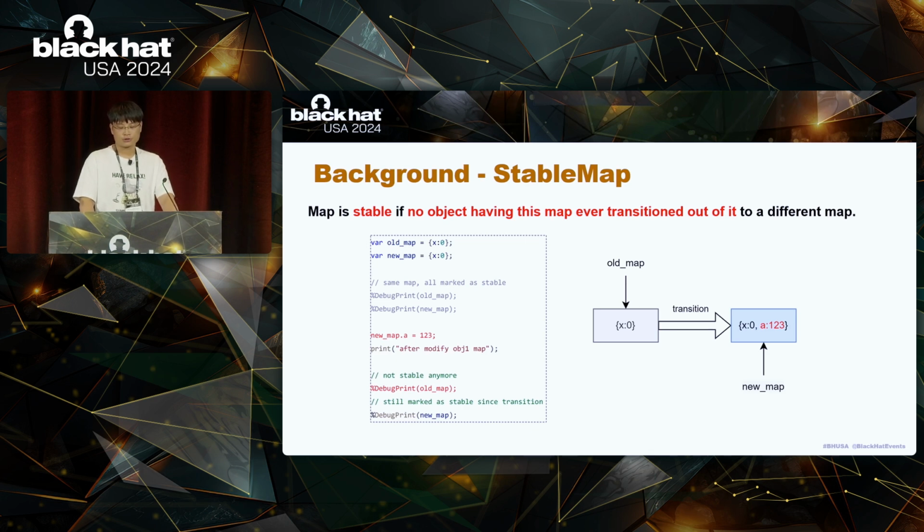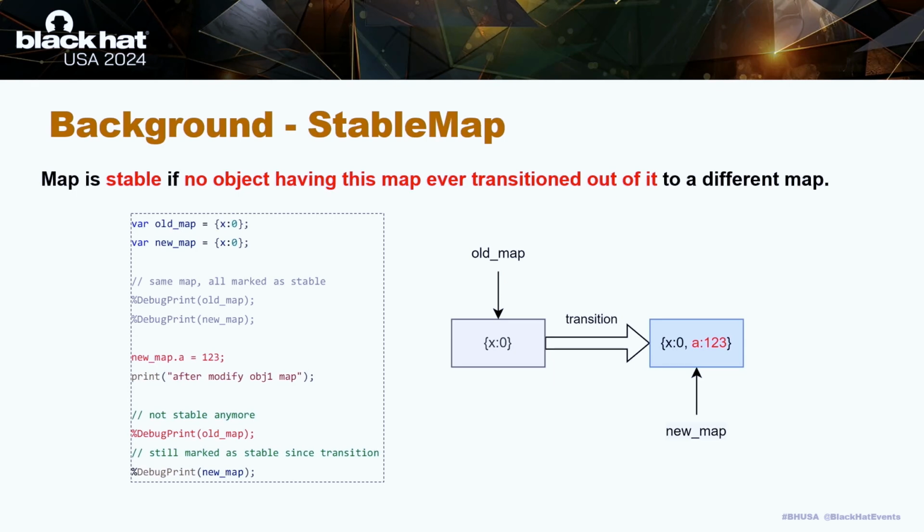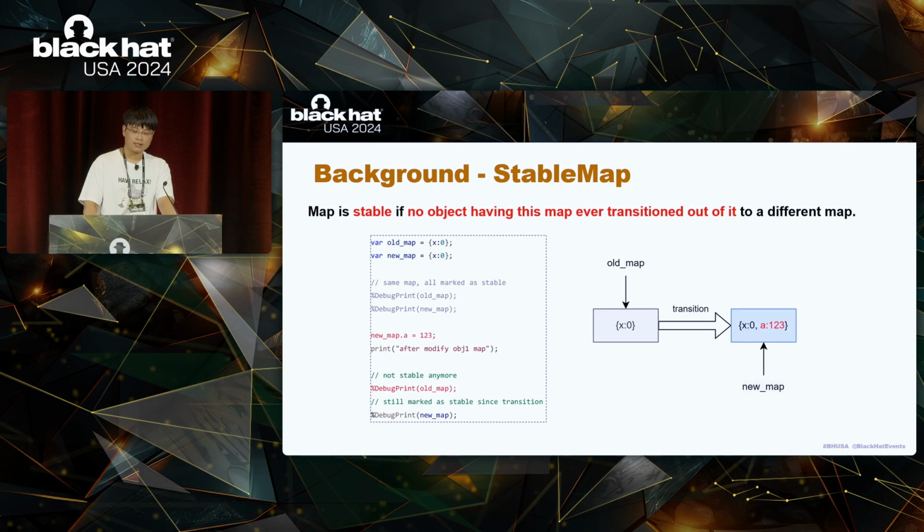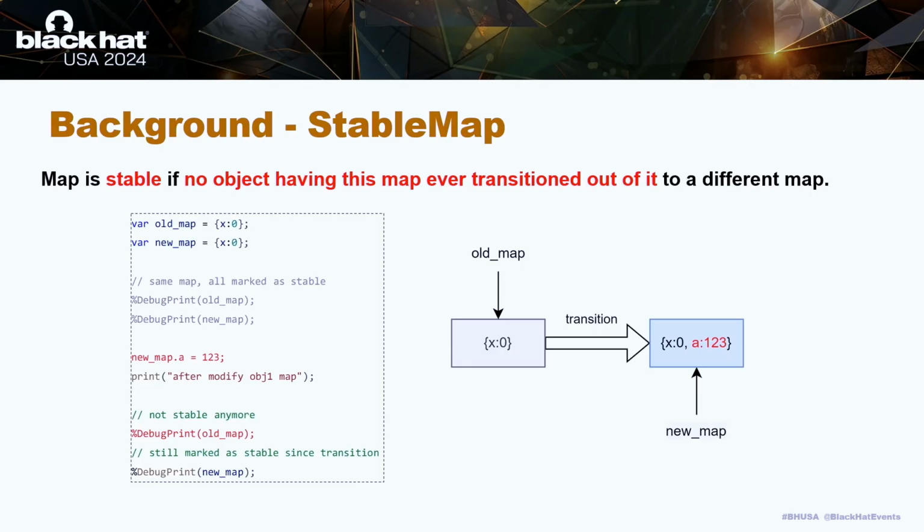Okay, let's do something interesting. We assign a value to the property A of new map, making this object create a new property A. After completing the assignment operation to new map, you can see that the map of variable new map is marked as stable, and the map of the variable old map is no longer stable, as there are objects transitioning from this map to another. The most intuitive understanding is that if there is no path to transition from one map to another, this map will be considered stable.